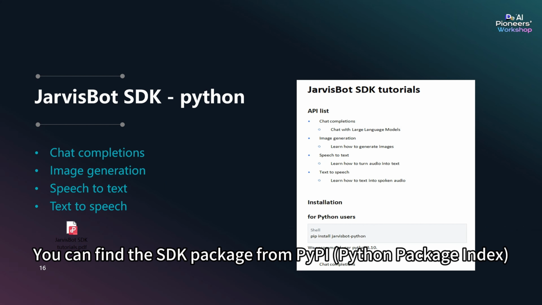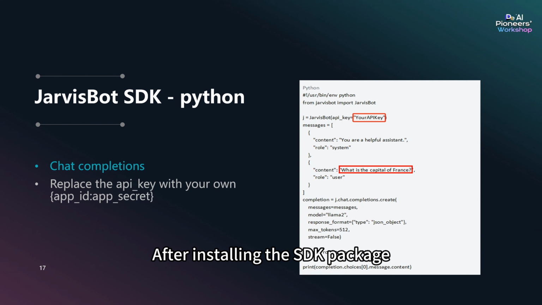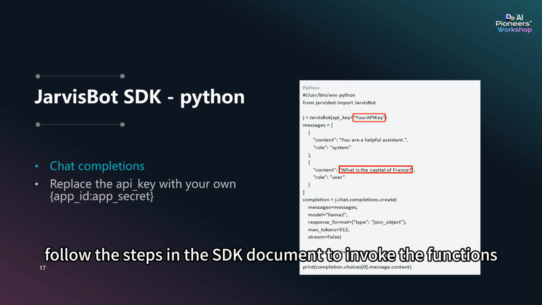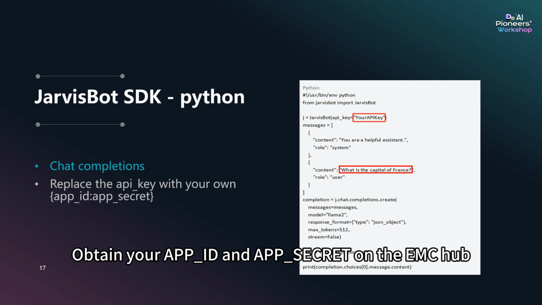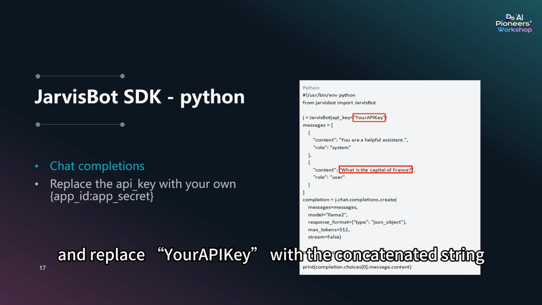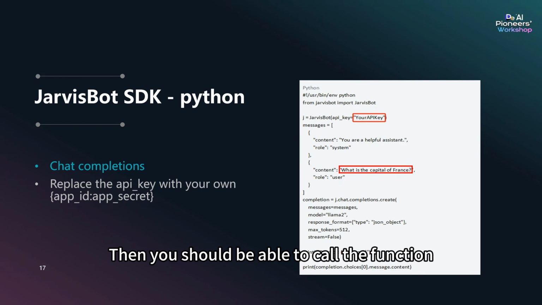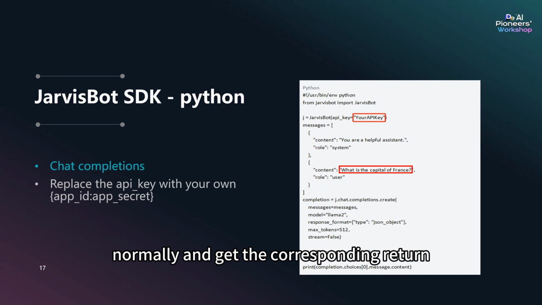You can find the SDK page from Python package index and install it via the command pip install JavaSpot Python. After installing the SDK package, follow the steps in the SDK document to invoke the functions. Obtain your app ID and app secret on the EMC Hub. Concatenate them with a colon and replace your API key with the concatenated string. Then you should be able to call the function normally and get the corresponding return.